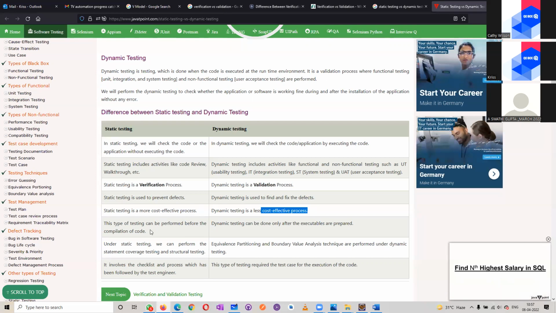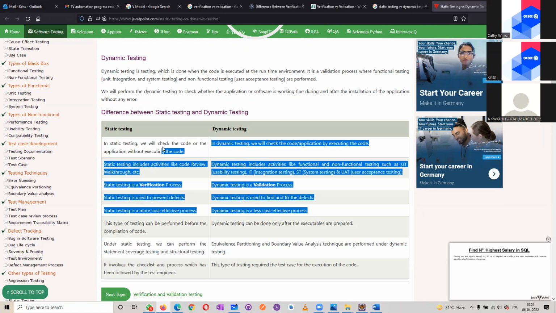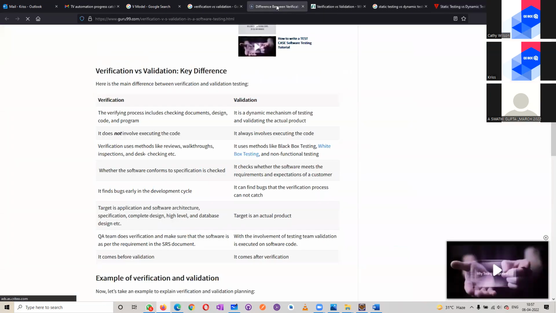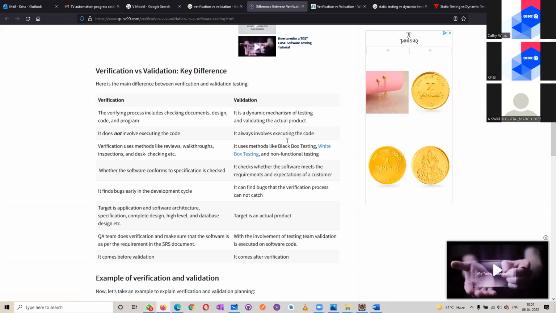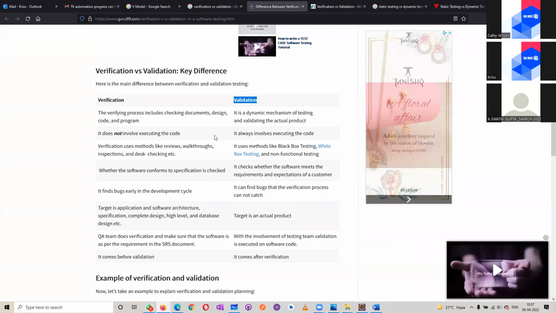Okay, and you should know what compilation and executables are. These things I'll discuss when we talk about the code. Okay, so you can take these 4 pointers, the basic difference between static testing and dynamic testing. Now coming back to here, it is the same pointers we are going to do. What is the verification process and the validation process?